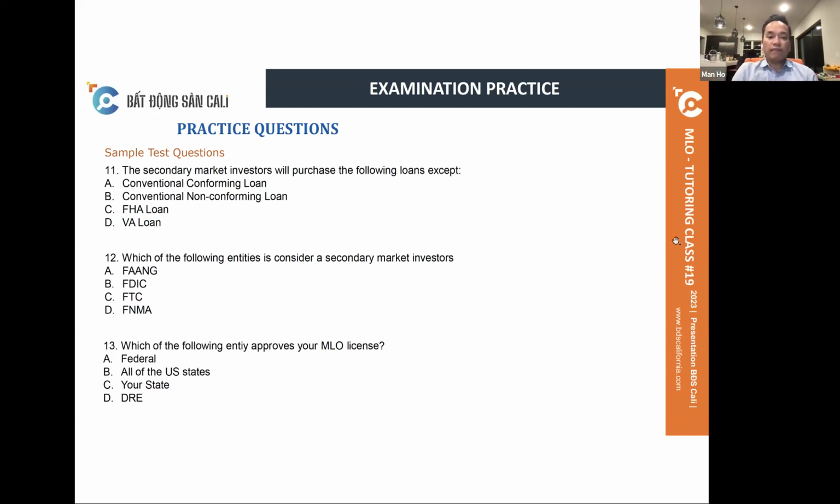So the first loan, conventional conforming loan, conventional non-conforming loan, FHA loan, VA loan. Which one is it that doesn't get bought by the secondary market? So A, what's a conventional conforming loan? Conventional is the one that meets the guidelines. It conforms with the loan limit. Conventional non-conforming loan is the one that meets the guideline but does not meet the limit, meaning the loan amount is higher than the guideline. FHA loan and VA loan.